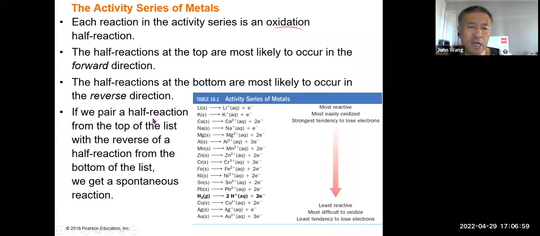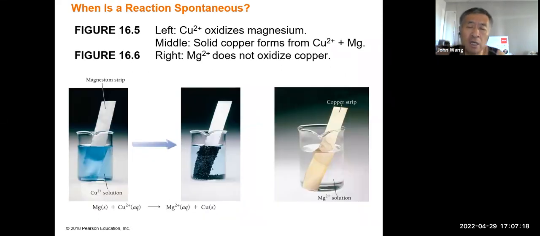If we pair a half reaction from the top of the list with the reverse of a half reaction from the bottom of the list, we get a spontaneous reaction, which means we don't have to use any energy. The reaction will go, and then it will give you energy. Usually you can harness the energy as electricity.